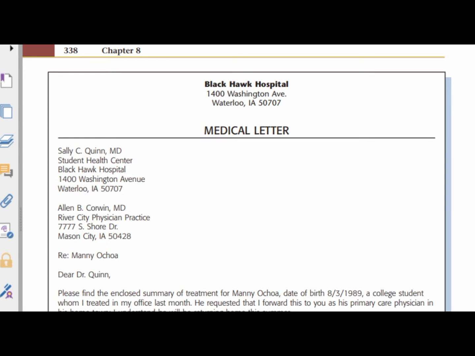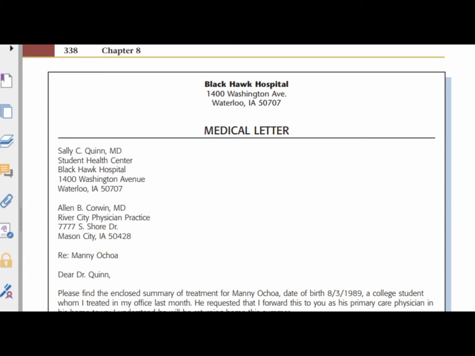This letter is for Dr. Queen, a school doctor or a school physician. It is written by Dr. Allen B. Corwin, a physician in the city, where the students might have their medical checkup. It says, please find the enclosed summary of treatment for Manny Ochoa, date of birth 1989, a college student whom I treated in my office last month.